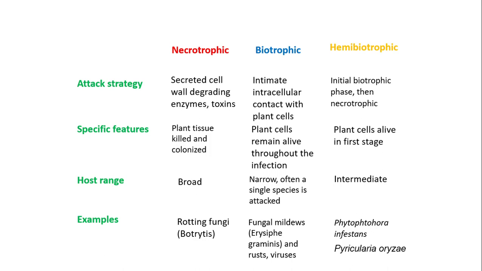What are the examples of necrotrophic, biotrophic, hemibiotrophic fungi? Necrotrophic fungi are rotting fungi like Botrytis and Alternaria, and the biotrophic fungi are mainly obligate parasites like rusts and the mildews, and viruses, and hemibiotrophic fungi are fungus-like organisms, for example, Phytophthora infestans, and fungus like Pyricularia oryzae. These are hemibiotrophic fungi. So that was all about the nutrition in the fungi.